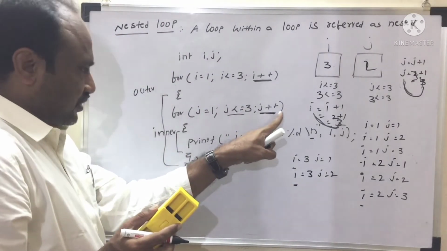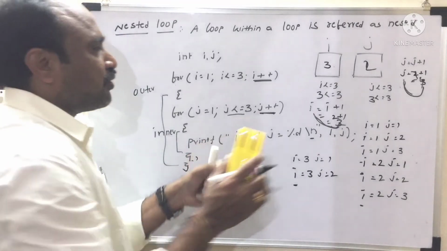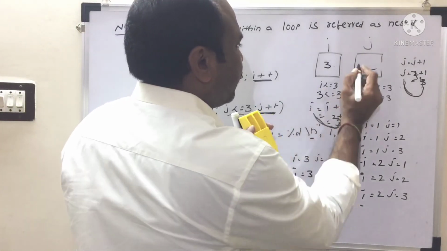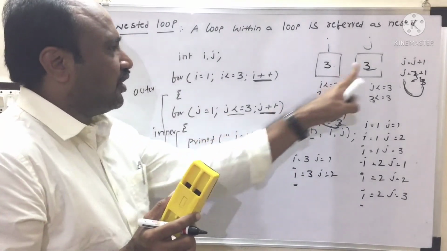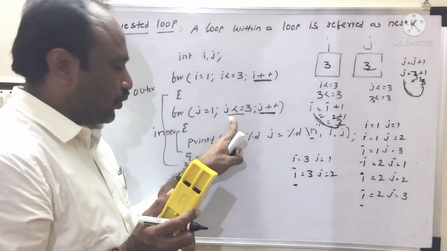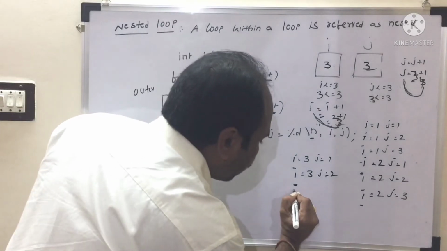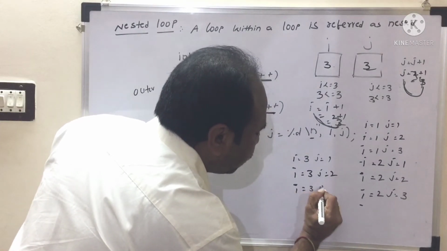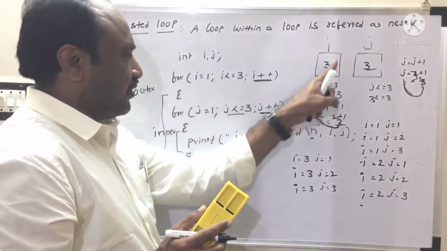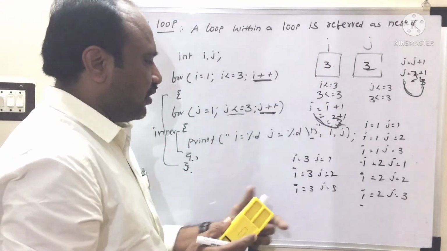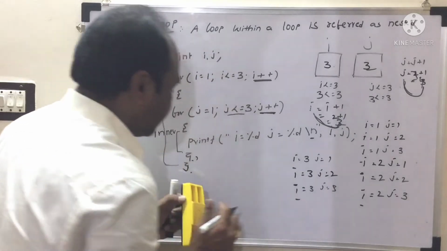Again J plus plus. J plus plus means J value becomes 3. Check the condition in inner for loop. J less than or equal to 3. 3 less than or equal to 3, condition true. Printf I equal to percentile D, J equal to percentile D, comma I comma J. I value 3, J value 3 printed. Slash n, go to next line.